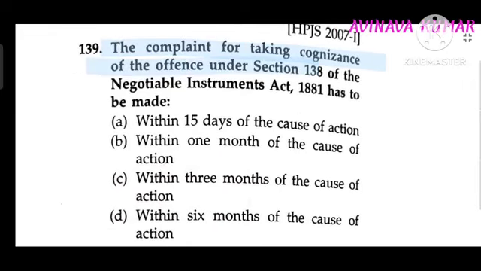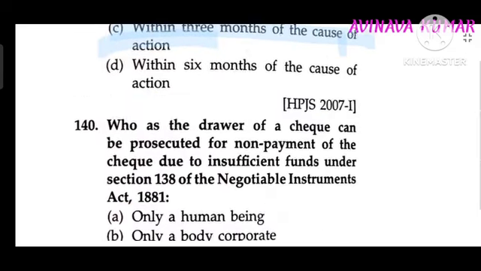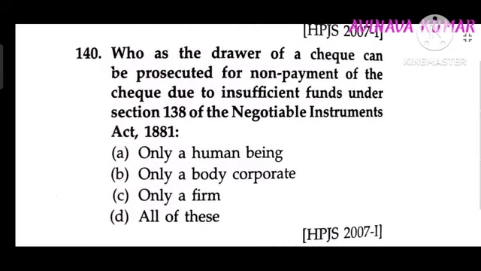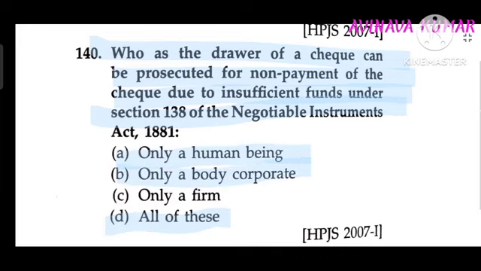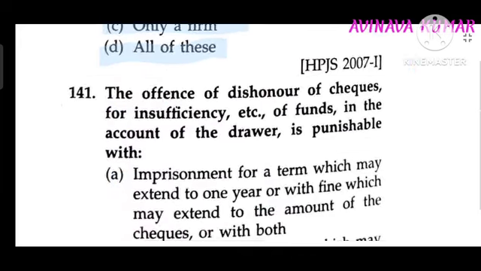A complaint for taking cognizance of an offence under Section 138 of NIA has to be made within 3 months from the cause of action. Who as a drawer of a check can be prosecuted for non-payment of check due to insufficient funds under Section 138 of NIA? All of these: only a human being, only a corporate body, only a firm.